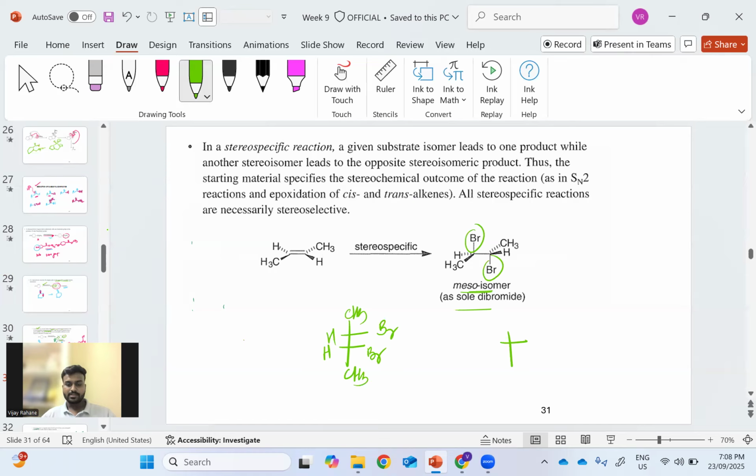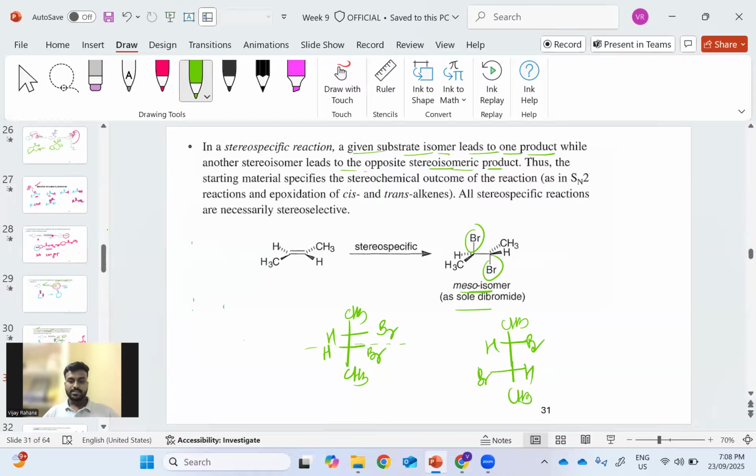And if you have hydrogen and bromine here, bromine here, and hydrogen, in this case this is one of the enantiomers. This is not a meso isomer. Meso isomers have a plane of symmetry. Such reactions are ones where a given substrate isomer leads to one product, while another stereoisomer leads to formation of the opposite stereoisomer product.